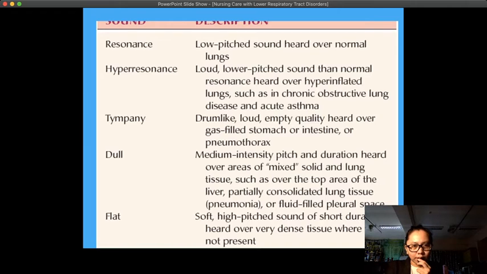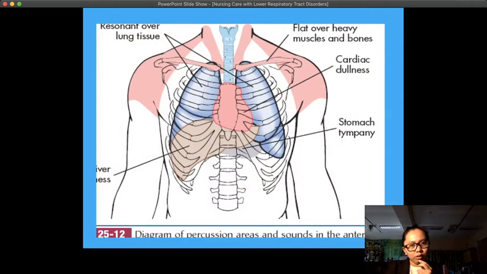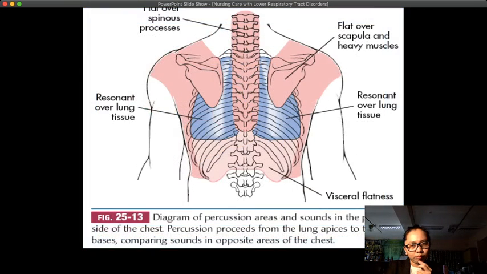So there is resonance, hyperresonance, tympany, yung drum-like, loud, empty quality heard over gas-filled stomach. So dapat you should know what a tympany is, and then dull, and then flat. So resonant over lung tissue, and then flat over heavy muscles and bones, cardiac dullness, stomach tympany, and then the liver. So visceral flatness.